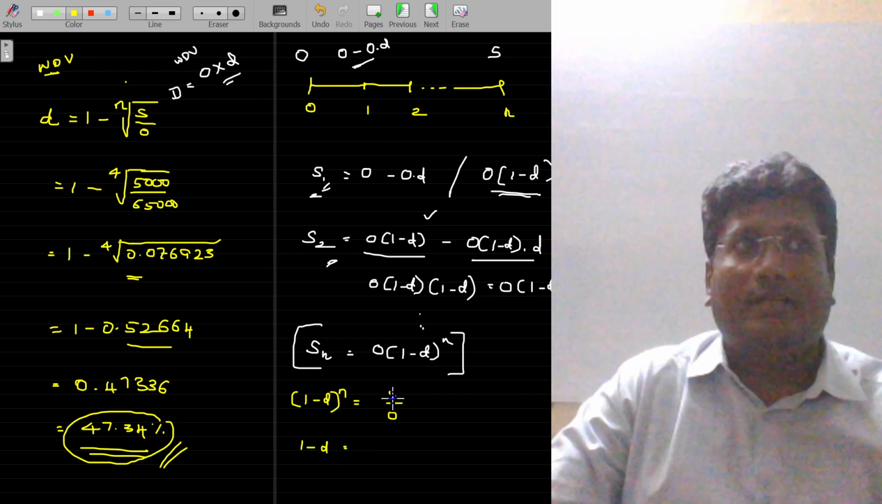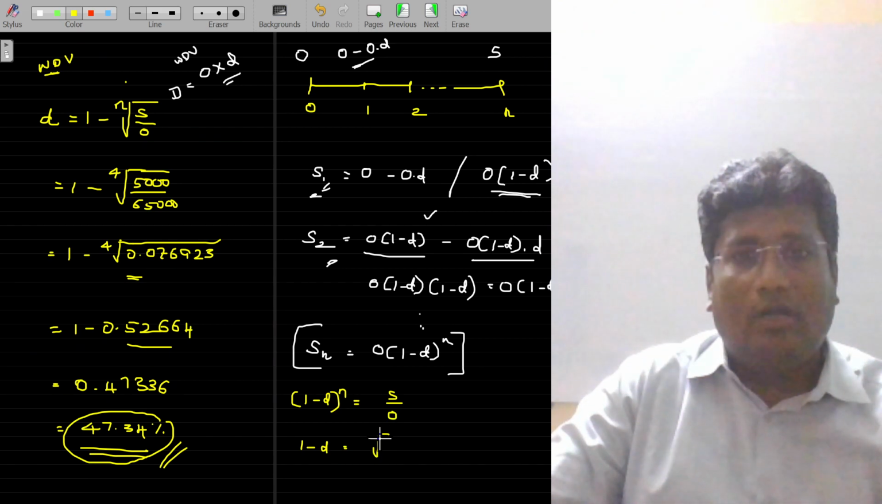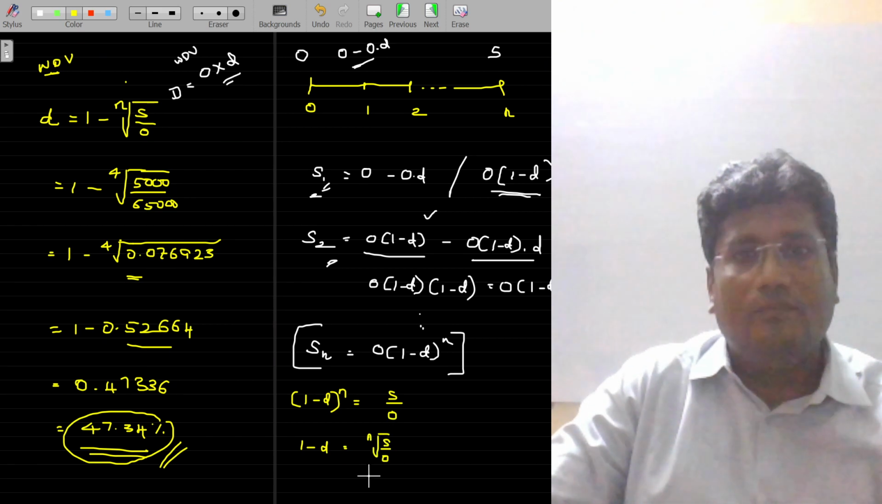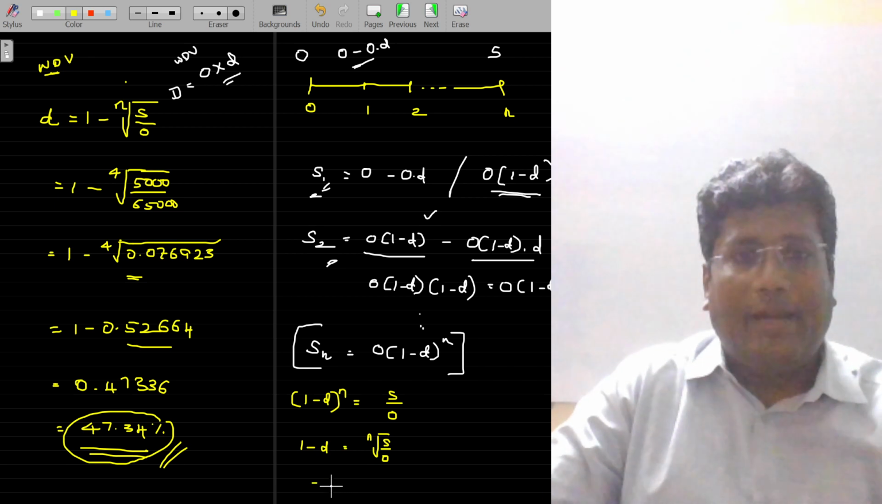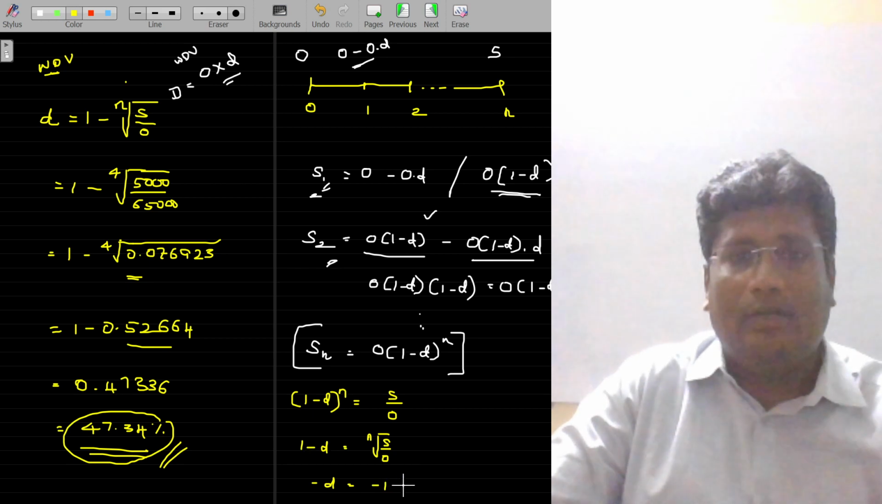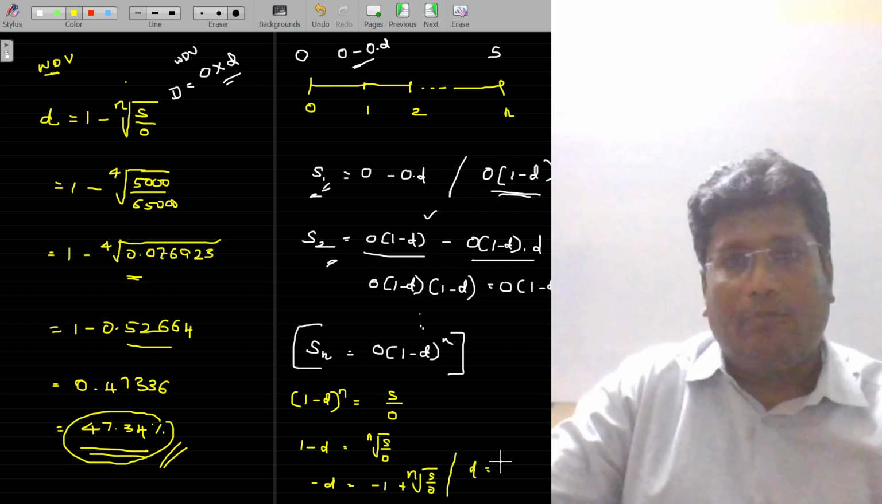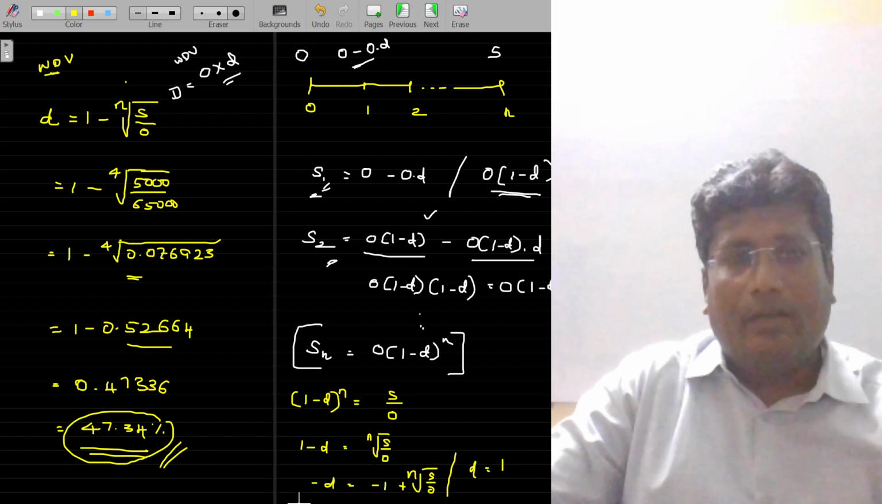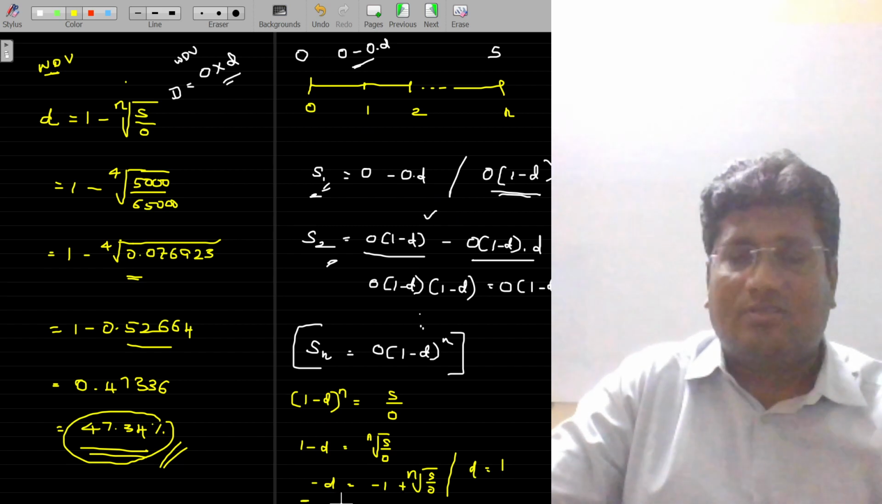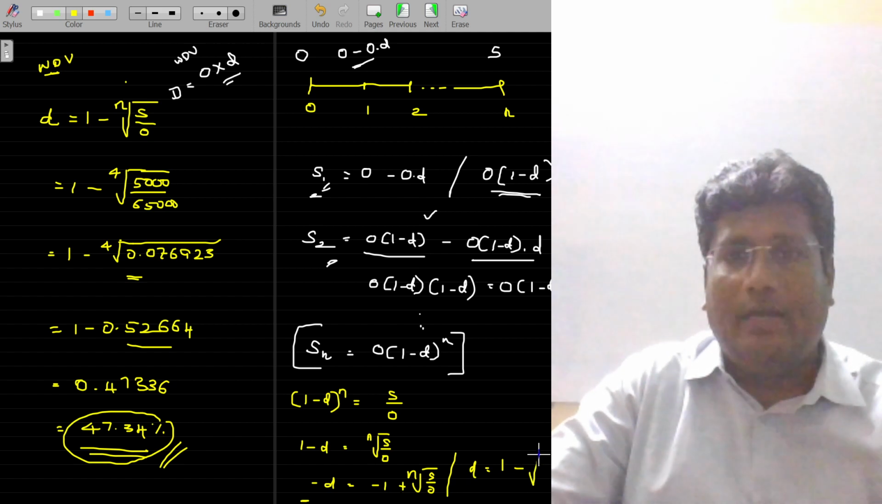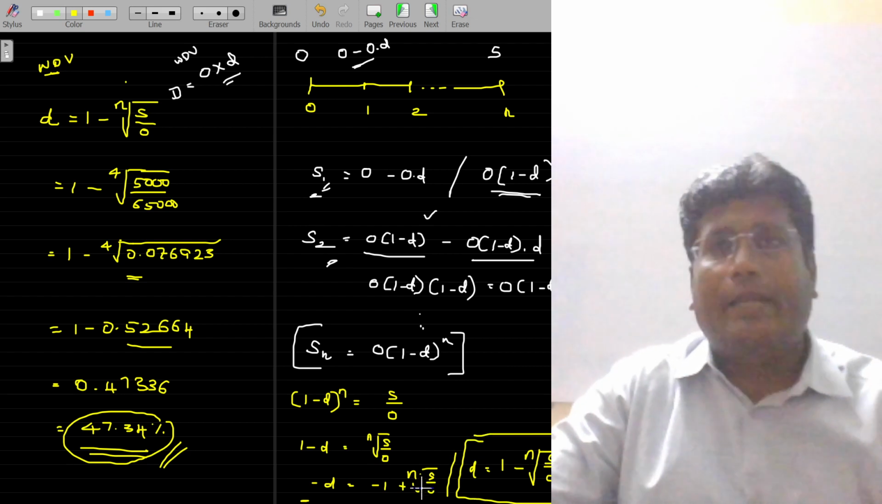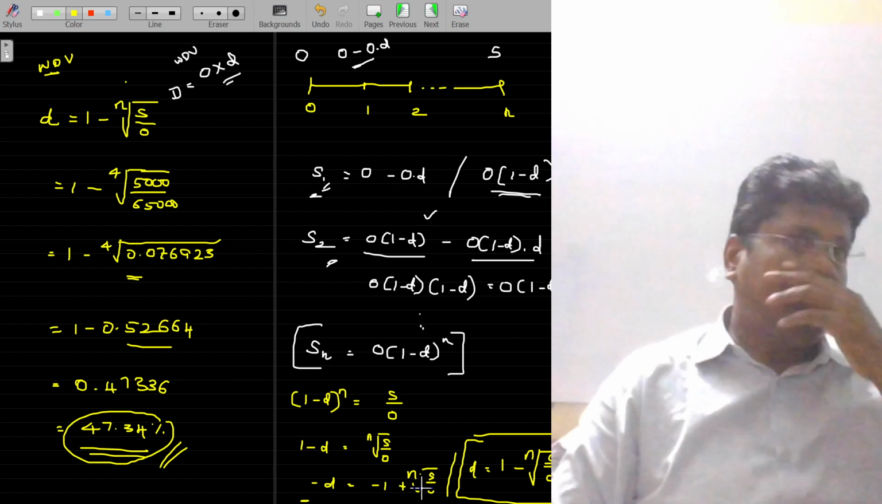That power n will go to the next side as nth root, so nth root of S by O. I want d, right? So minus d is equal to 1 goes to the next side. Here it's a plus 1, which means it becomes minus 1 plus nth root of S by O. I need d, so d is equal to, the sign is changed: minus is changed to plus d, minus 1 is changed to plus 1, plus is changed to minus, and that's how we get nth root of S by O. This is the formula for calculating the rate of depreciation under the WDV method.